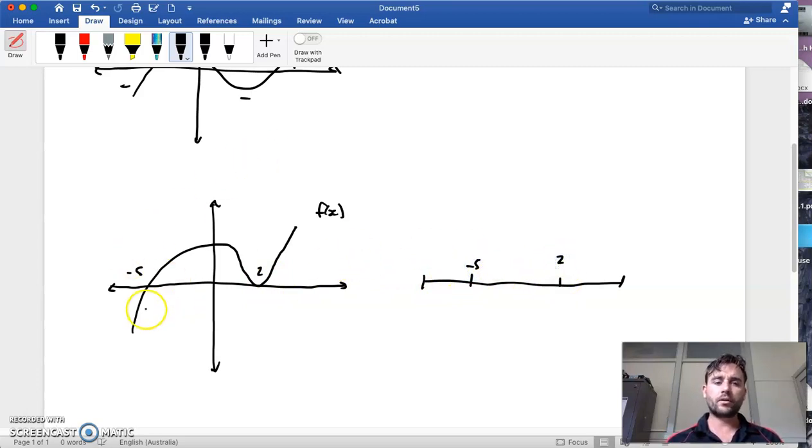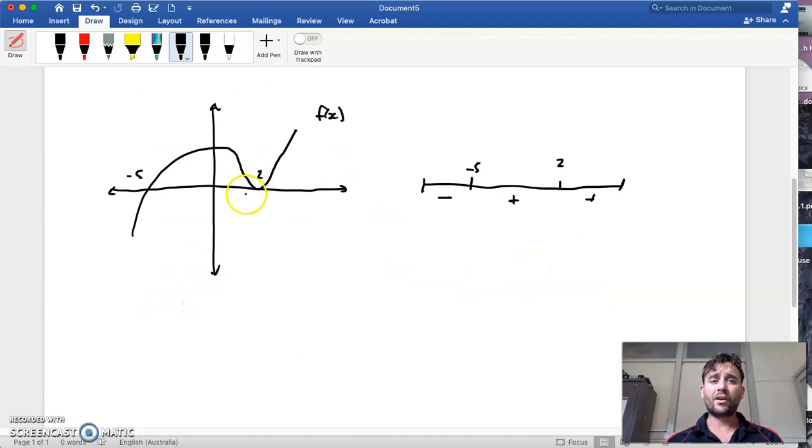What happens? Well, here y is negative, so our function of x is negative here. Between -5 and 2, our function of x is going to be positive. What about after? Well, it's still positive. So I'm going to write that down on my sign diagram like that. So really simple, nice and easy sign diagrams. Good couple of marks for you there.